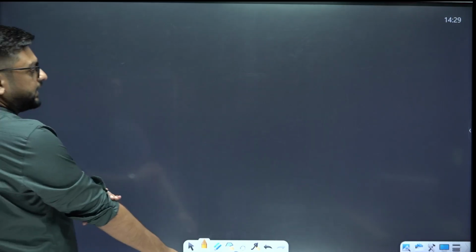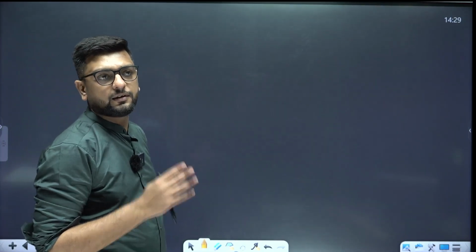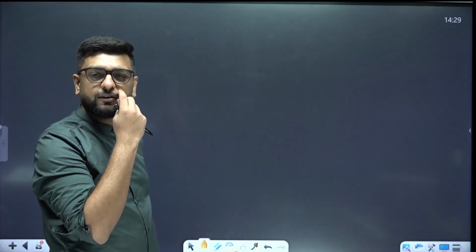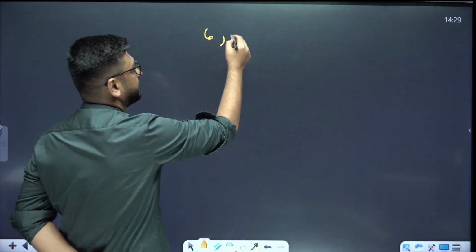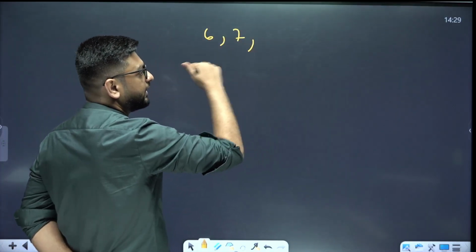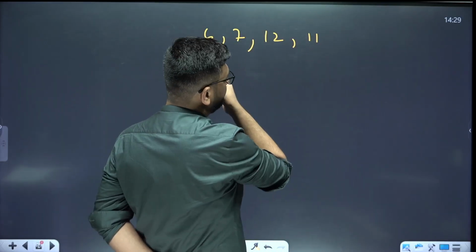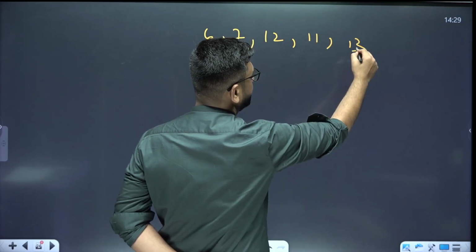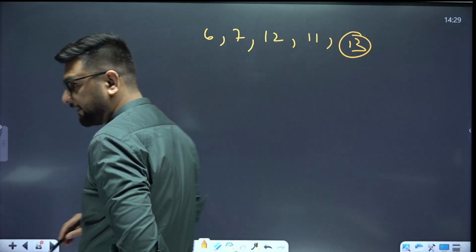Next part would be, now we have seen the divisibility of 2, 4, 8, 5, 25, 3, 9. So we are left with 6, 7, then we have 12, 11, and we are left with more. 13 का divisibility बताना है. Let's see. ठीक है? चलो, let's do 11.